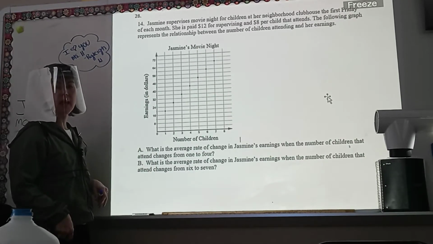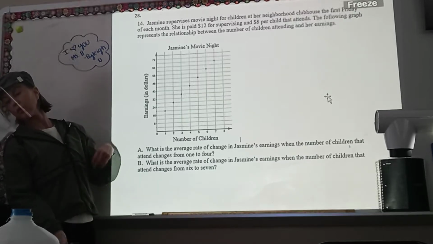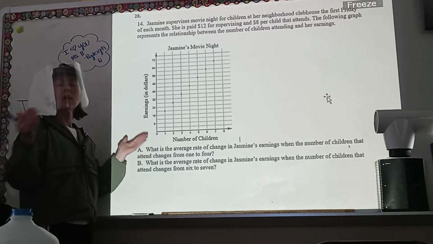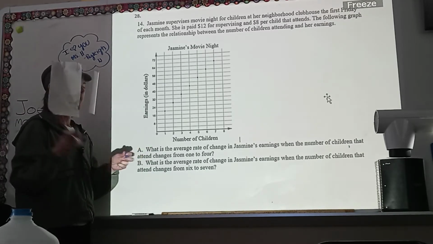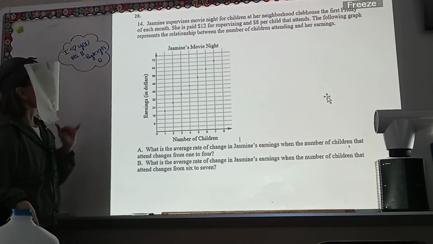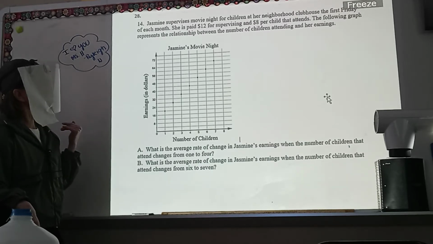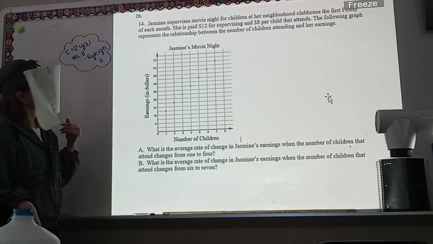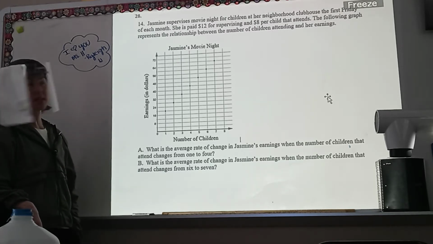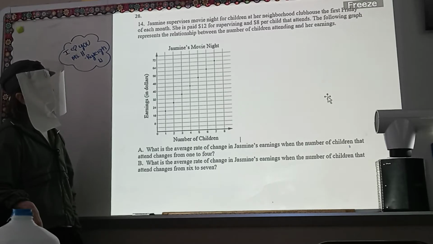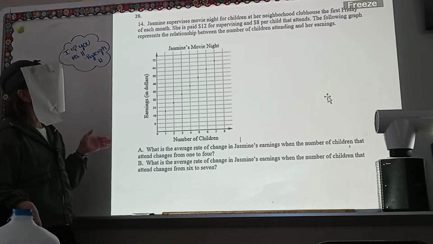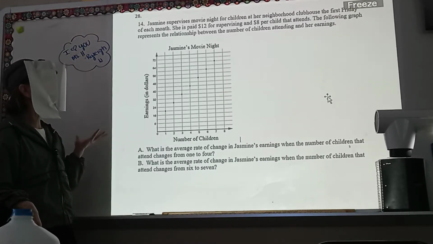So at this point, you have had 4 minutes to look at, observe, read, and all of the above. And so let's go over this together. It says, Jasmine supervises movie night for children at her neighborhood clubhouse the first Friday of each month. She is paid $12 for supervising and $8 per child that attends. The following graph represents the relationship between the number of children attending and her earnings.